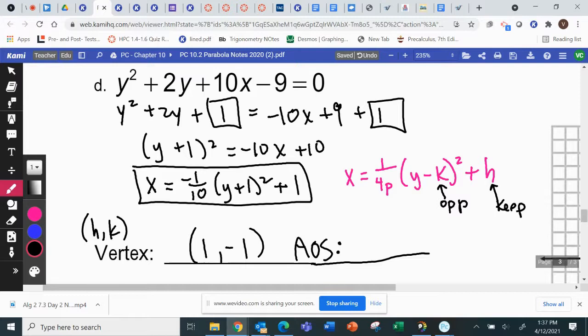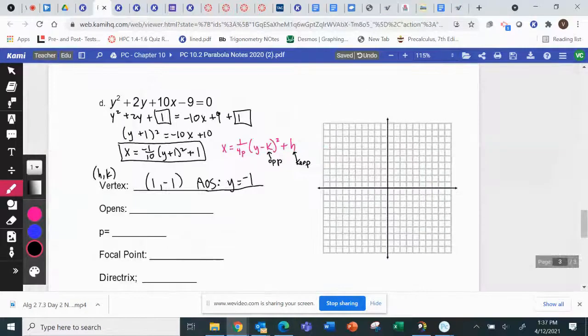So our axis of symmetry is also backwards. Normally it's x equals, so this one's going to be y equals, and then our k value, negative 1. So go ahead and graph that. (1, -1), and then y equals negative 1 is a horizontal line.